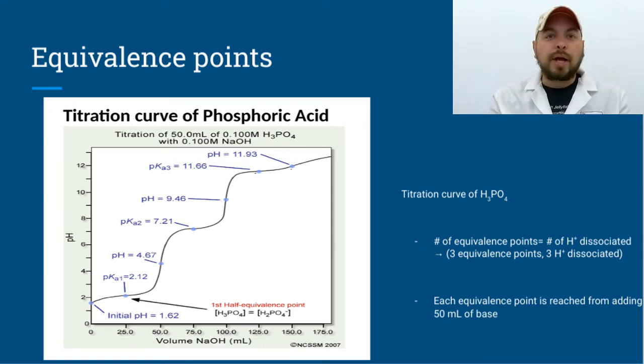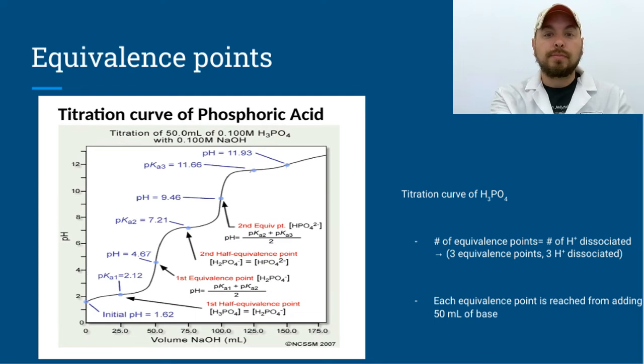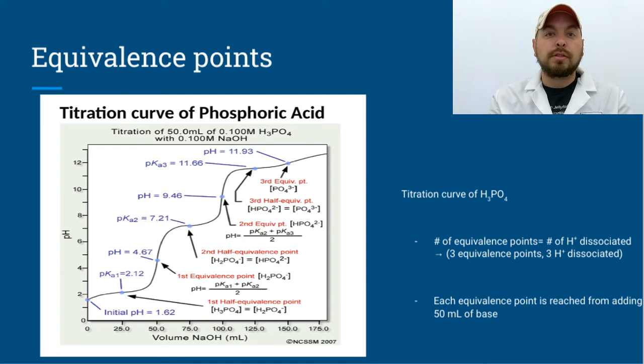Now, beyond that, you're not really going to have to use these calculations, but you will need to analyze for how many acidic hydrogens there are. If we look at this curve, we're going to see that we have 3 separate equivalence points: an equivalence point at 4.67, an equivalence point at 9.46, and finally the third equivalence point at 11.93. These represent the 3 acidic hydrogens.